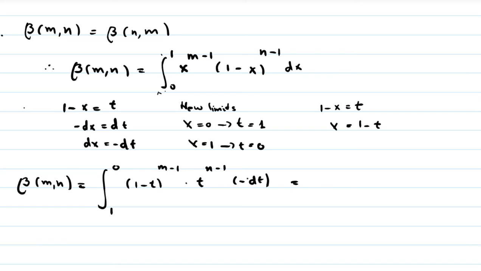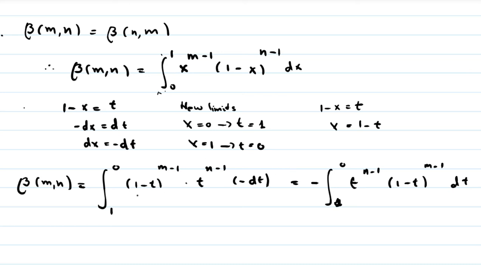Now this is a minus sign, so we can just put it out here. We're going to have, from 1 to 0, of t raised to n minus 1, and then 1 minus t raised to m minus 1 dt. As you can see, what we get is a form which is close to the form that we use for the definition of the beta function. But these two are not the same. Why? One, because of this minus sign, and two, because of these limits. These limits are not the same limits as these limits here.